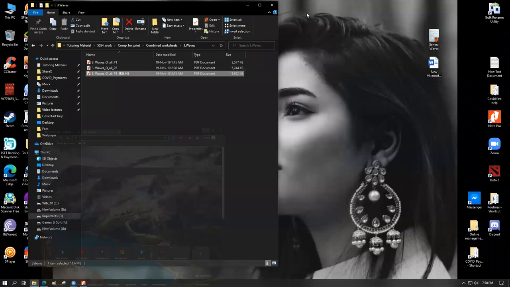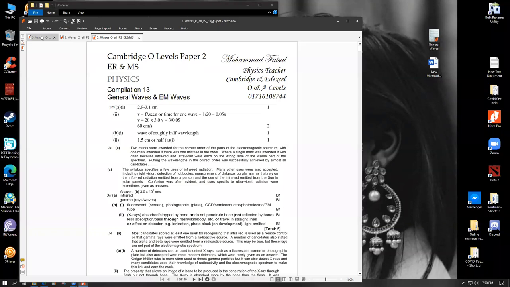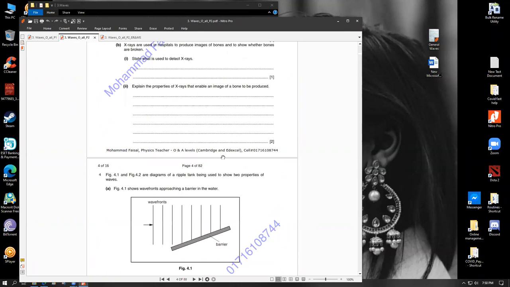So let's start the class. The first problem that I would like to discuss for today's class is how to draw this diagram.